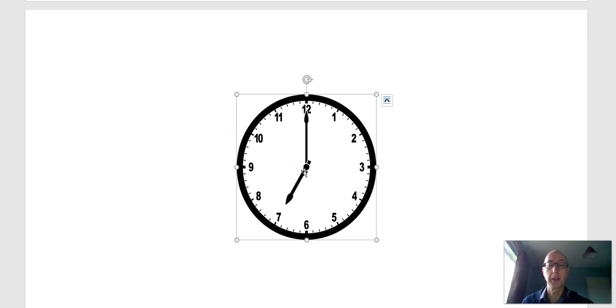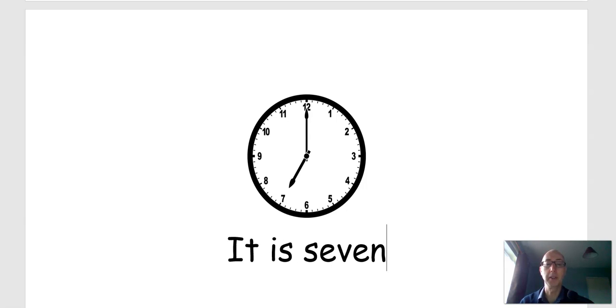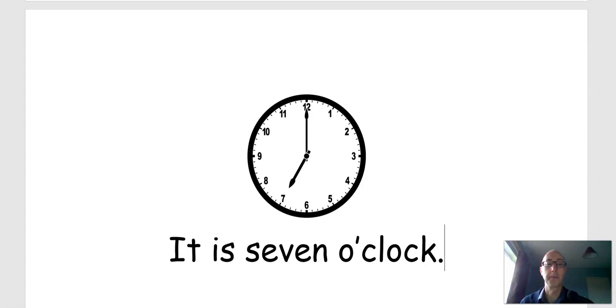Okay, so where's the big hand here? Is it at 6 or at 12? Big hand is at 12. So we know if the big hand is at 12, is that o'clock or is it half past? We know if it's at 12, it's o'clock. So what o'clock is it? Little hand is at 7. So it is 7 o'clock. And in numbers, that's the time.